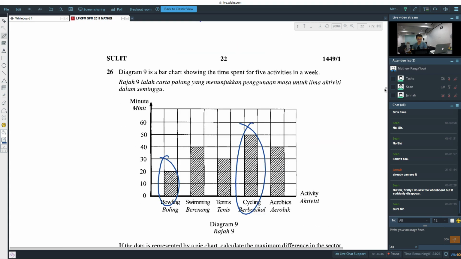Okay, so let's calculate the total. This is 10. Okay, 1, 2, 3, 4, 5, 6, 7, 8, 9, 10, 11, 12, 13, 14, 15, 16, 17, 18. So it's 18. This one should be 180 because multiply 10. So we want to change it into degrees.